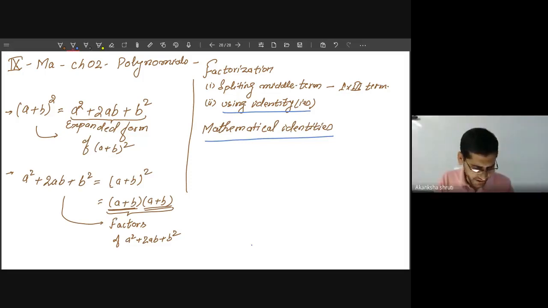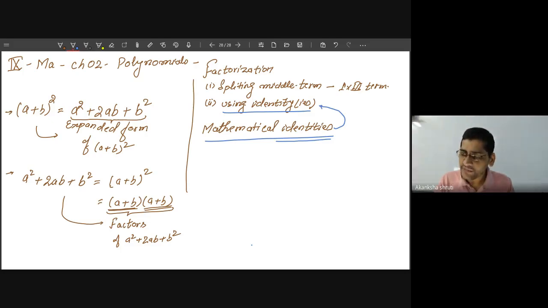Good evening, dear students. Today we are going to learn about factorization by using identity. So what are the various mathematical identities that we will list, and how these identities are used for factorization, that we will learn.